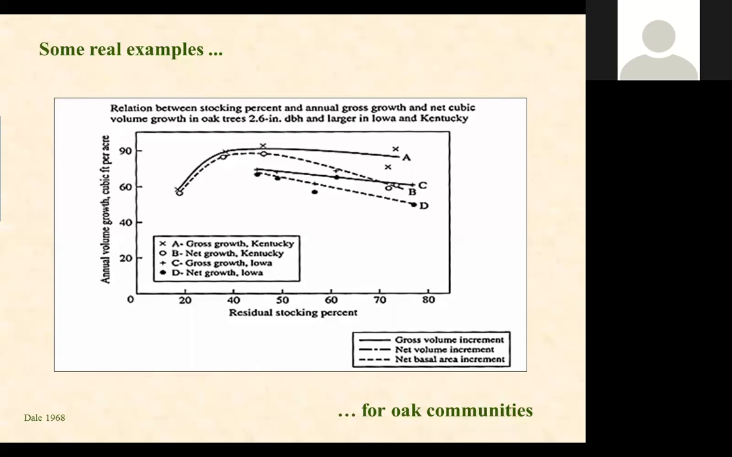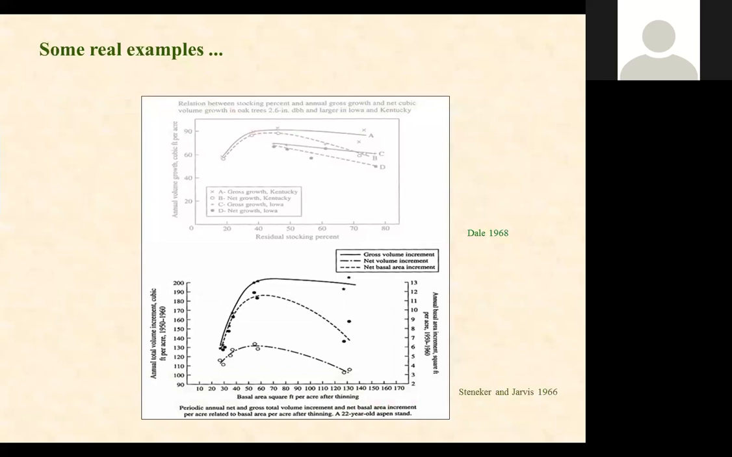This came from Steniker and Jarvis. It applies to aspen stands, and I recognize that not very many people thin aspen, but you see the pattern of growth here. They're finding a plateau that's recurring somewhere around 60% up to 100 where you get similar gross growth, but with net growth plummeting above, especially above 80%.